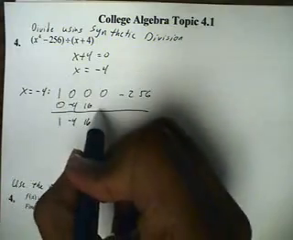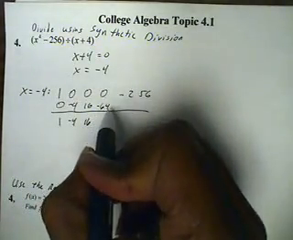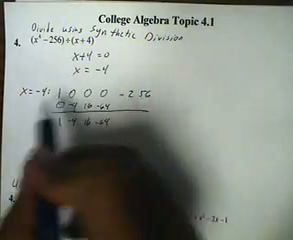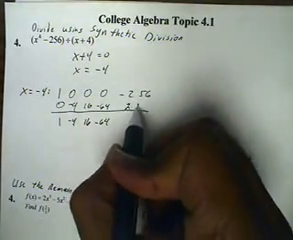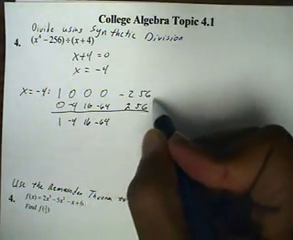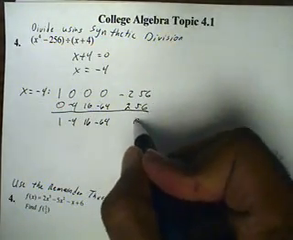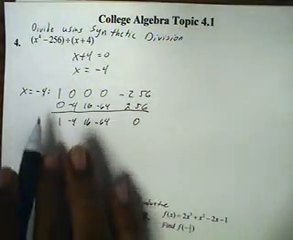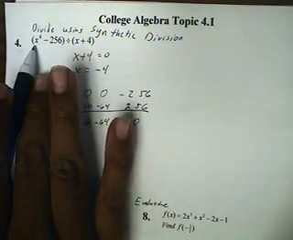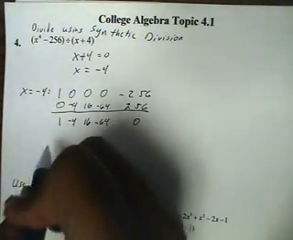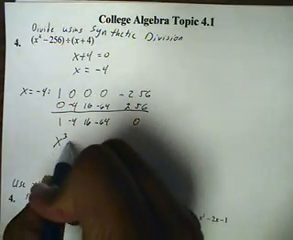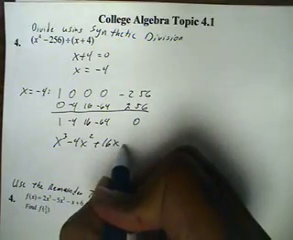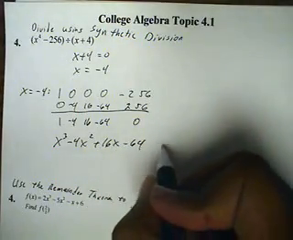16 times negative 4 is negative 64. 0 and negative 64 is negative 64. And negative 64 times negative 4 is positive 256. Negative 256 and positive 256 makes 0. So, the remaining polynomial will be to the third power, since we began to the fourth power. This polynomial will be 1x to the third minus 4x squared plus 16x minus 64 with no remainder.